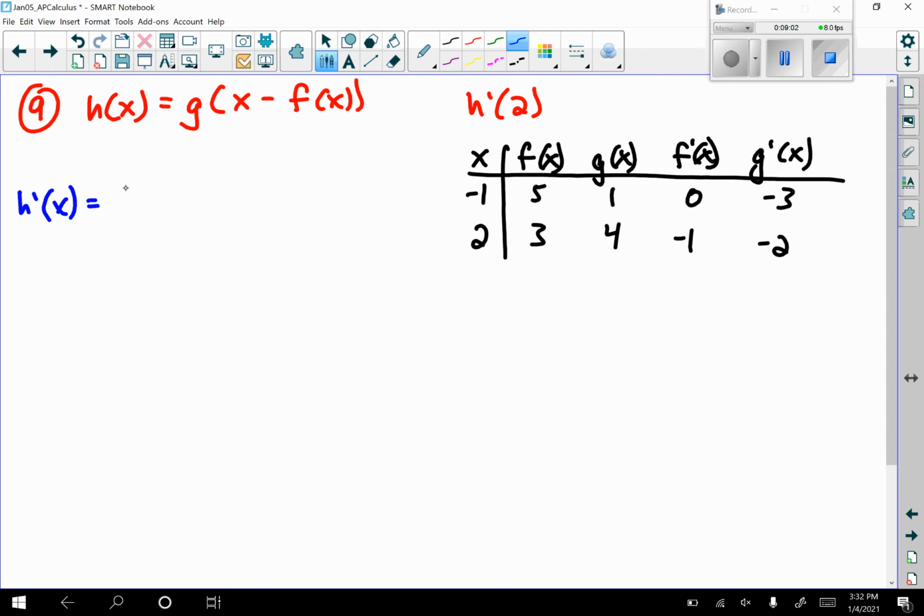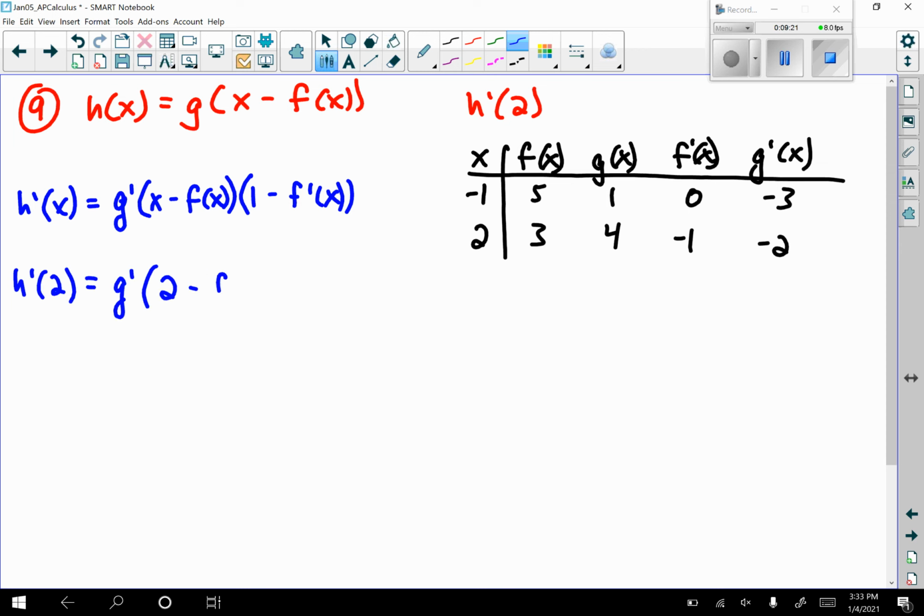So first let's write out what h prime of x is. We're going to use the chain rule here. So it's the derivative of the outside, g prime of x minus f of x, times the derivative of the inside. So we get the derivative of x is 1 minus f prime of x. So now h prime of 2 becomes g prime of 2 minus f of 2, times 1 minus f prime of 2. So I still have to leave this g prime here. 2 minus f of 2. So f of 2 is 3, so we get 2 minus 3. And then 1 minus f prime of 2 is negative 1.